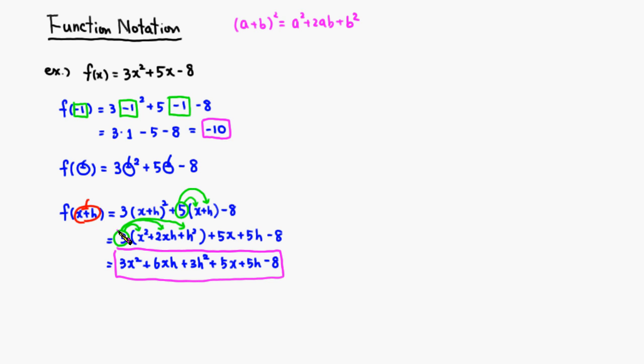Then in calculus, there's an expression called the difference quotient, which looks like this: f of x plus h minus f of x, all over h. Note that h is not equal to 0. So this is called the difference quotient.